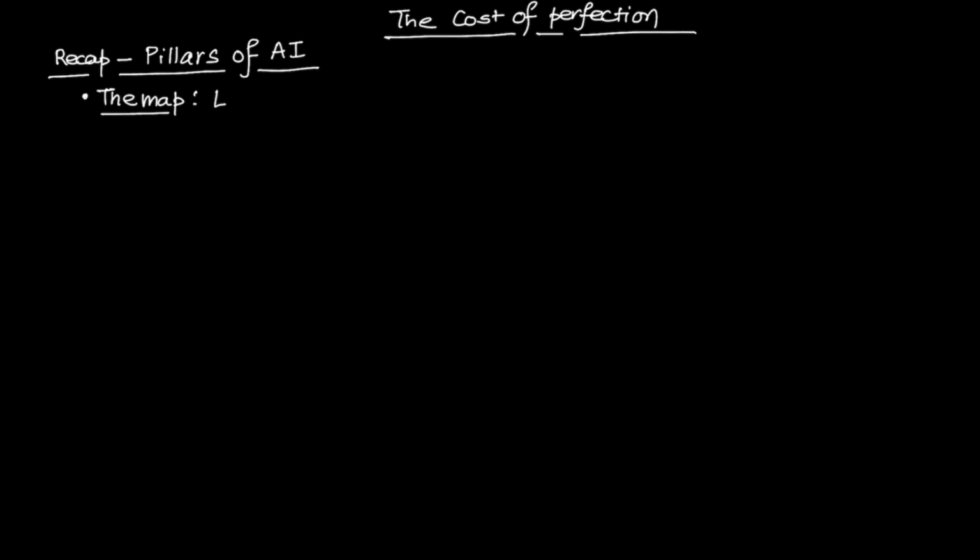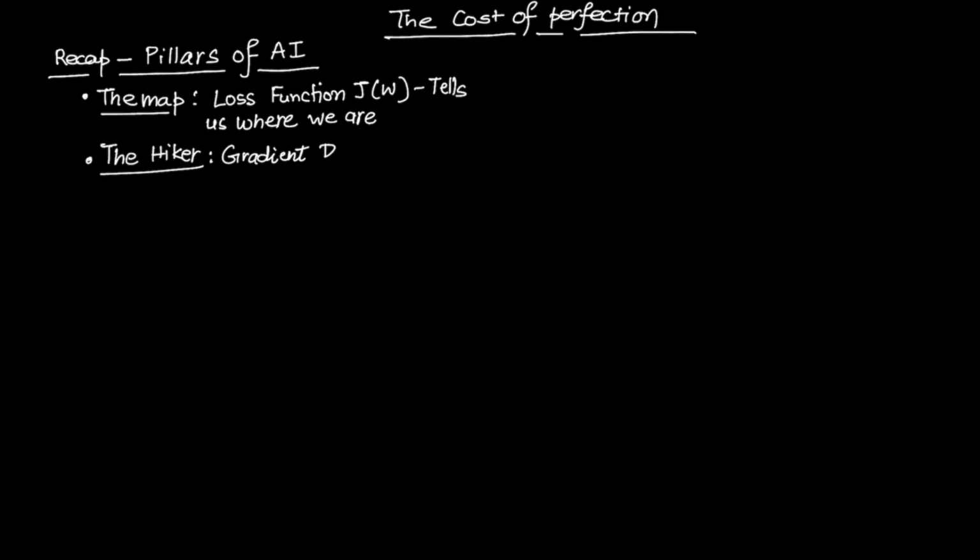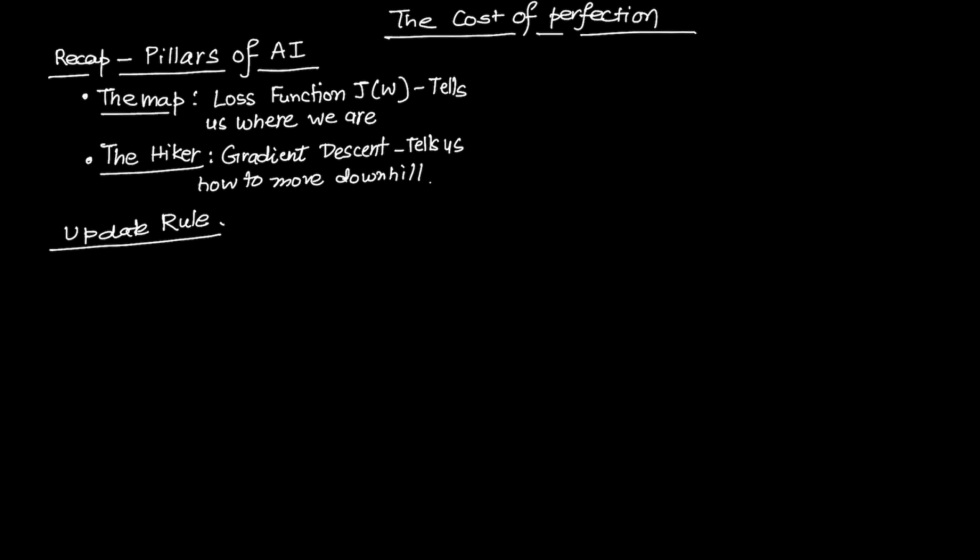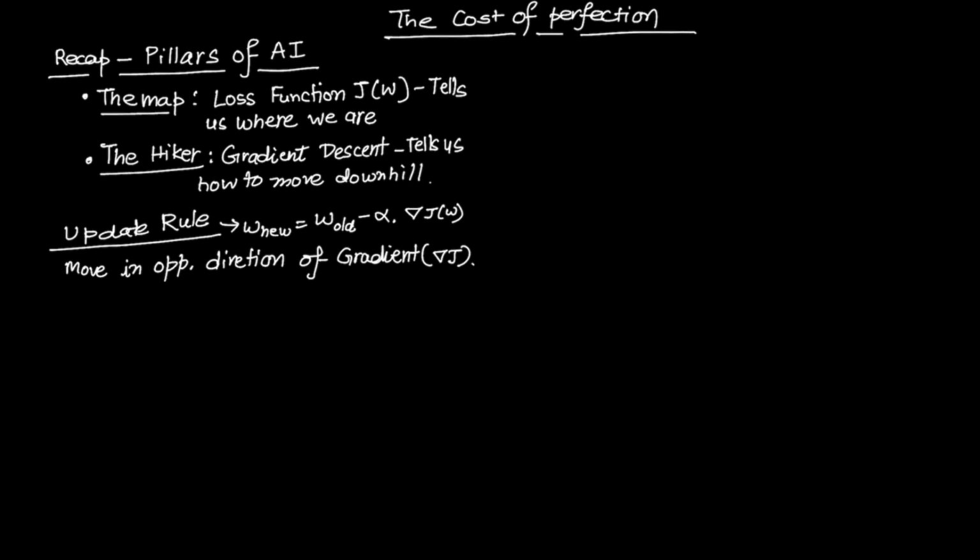In our previous video, we established two pillars of AI. First, the map, or the loss function, J(W), that tells us where we are. Second is the hiker, or the gradient descent, which tells us how to move downhill. The update rule for the hiker is simple. W new is equal to W old minus alpha dot nabla J of weights. We update our weights by moving in the opposite direction of the gradient, or nabla J.